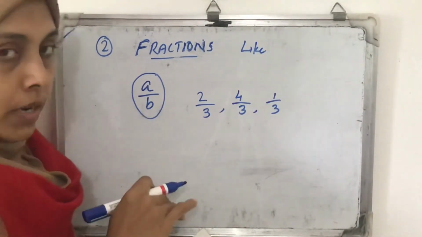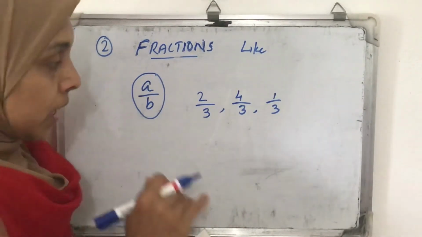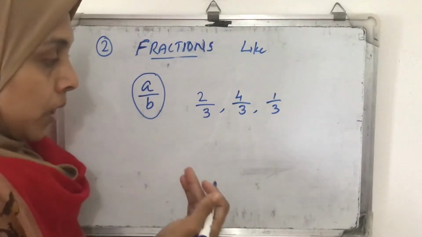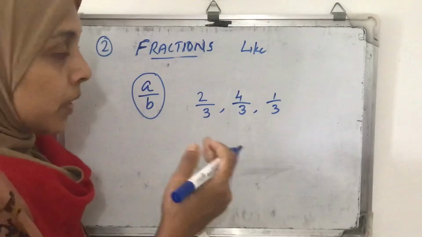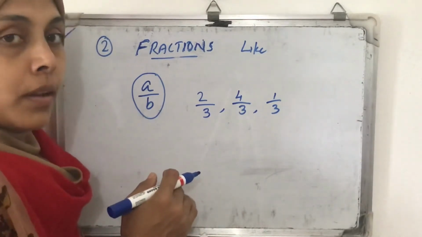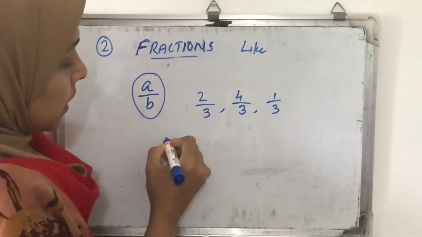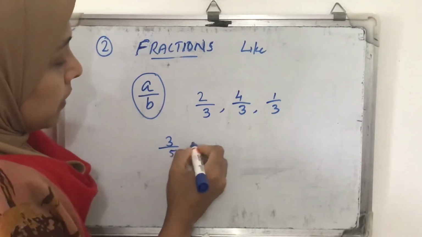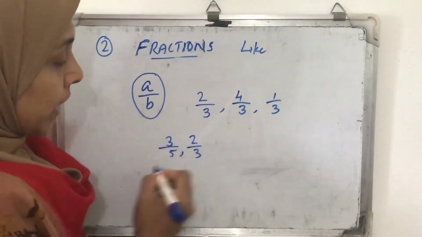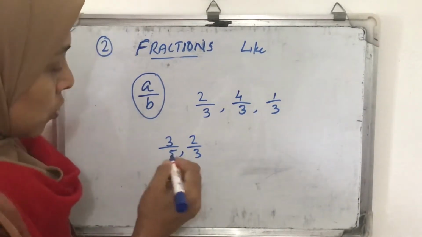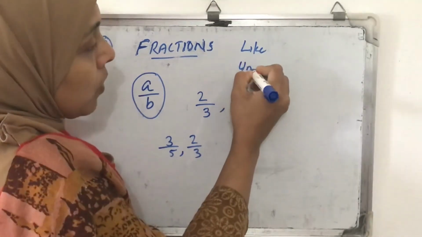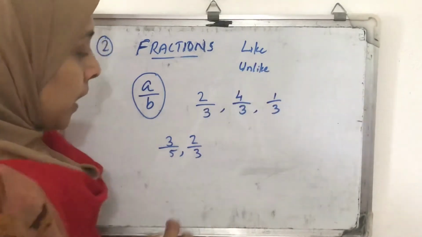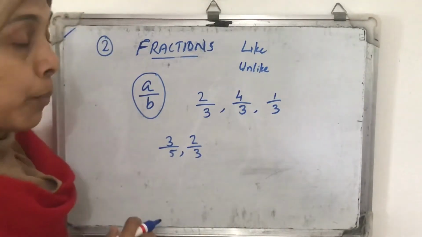Next, unlike fractions. It will be the opposite. Unlike fractions means if the denominators of the fractions are different numbers, then such fractions are called unlike fractions. Examples are 3 by 5, 2 by 3. These two fractions are unlike fractions because the denominators 5 and 3 are different.